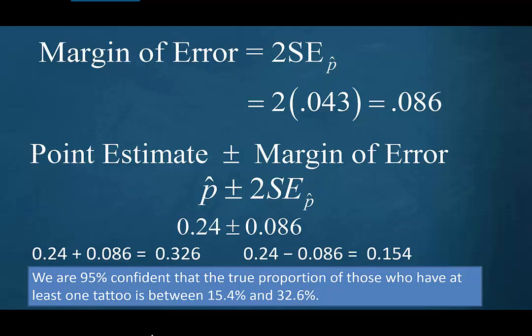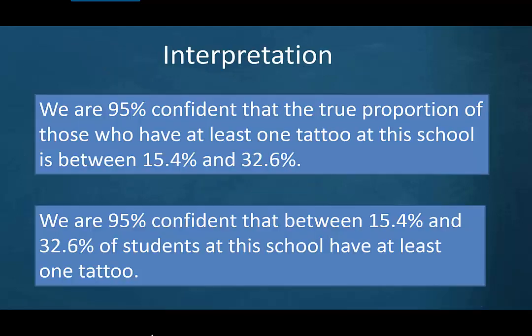In this example, we looked at where 95% of the sample proportions would be. That is, for 95% of the random samples, p hat will be no more than 2 standard errors away from p, the true proportion. So we are 95% confident the true proportion of those who have at least one tattoo is between 15.4% and 32.6%. Or another way to say this is we are 95% confident that between 15.4% and 32.6% of students at the school have at least one tattoo.